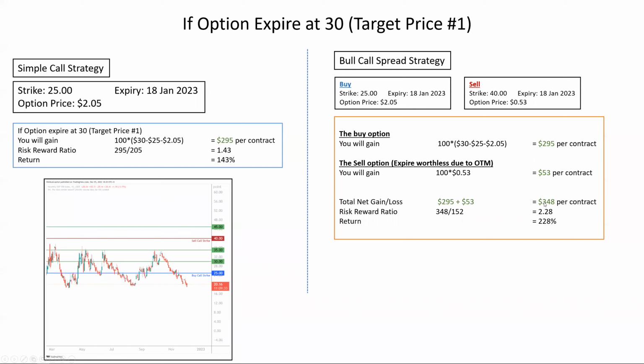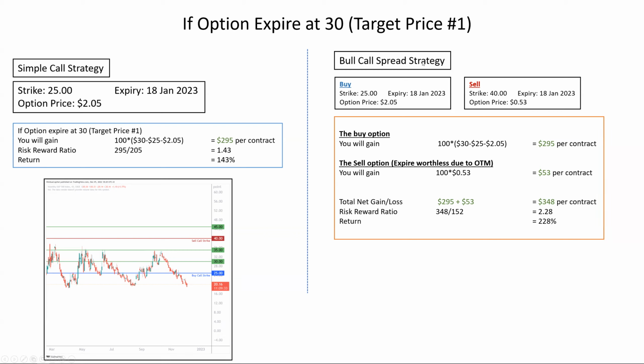So in this case, not only are you getting more, you are getting $53 more, but your maximum risk is also $53 lesser, which is going to increase your risk reward ratio to 2.28. If you just do a simple call strategy, it's 1.43. So you can see that there's a very big difference. And your return is actually 228% because you are only spending $152 on your strategy, because you are getting your $53 on your short side.